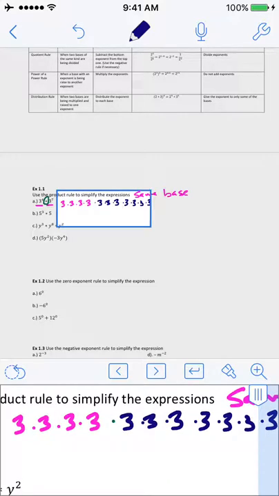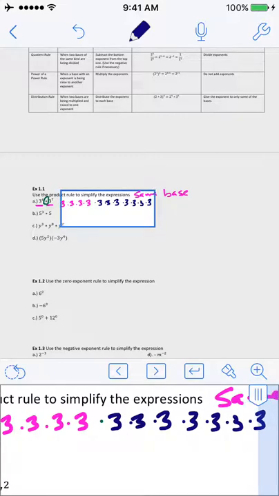Wow, that's a lot of 3's. So we've got this sort of situation going on here. We have 4 pink 3's and 7 blue 3's. Now, just because I've written them in 2 different colors doesn't mean they're different types of 3's, right? It's all a whole bunch of 3's being multiplied together.